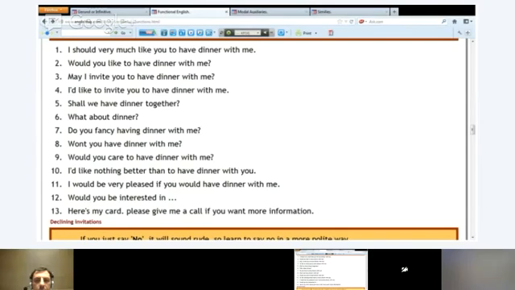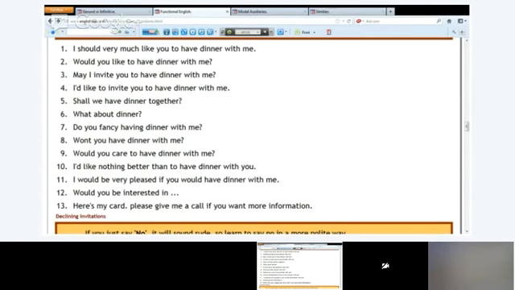And number 13, can you read it for me? Here's my card. Please give me a call if you want more information. And who would you say this to? Well, it's if you want more information about something, some reference, some elements.